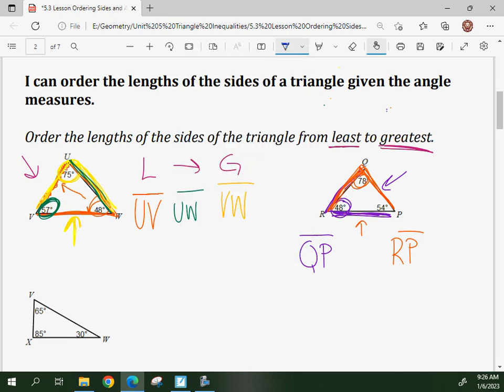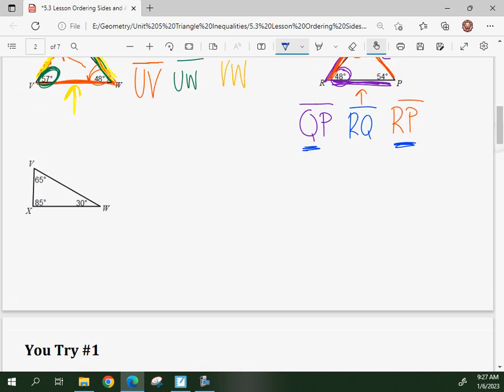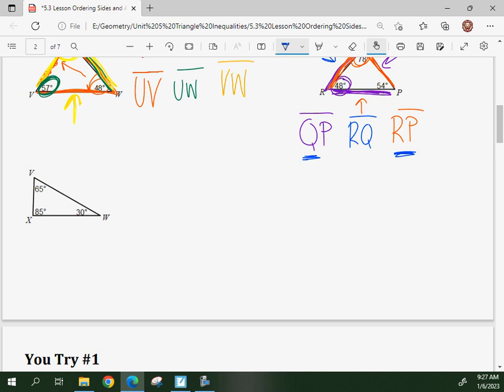That leaves us with this last side that I don't have an arrow pointing to. I think these arrows might help you figure out which side is left over. Side RQ is going to have a length, if we were to measure these, that's bigger than QP and smaller than RP, somewhere in the middle, my mediumist side. I'm going to keep using that word that I don't know if it's a word, but if it helps you remember, then it's good for me.